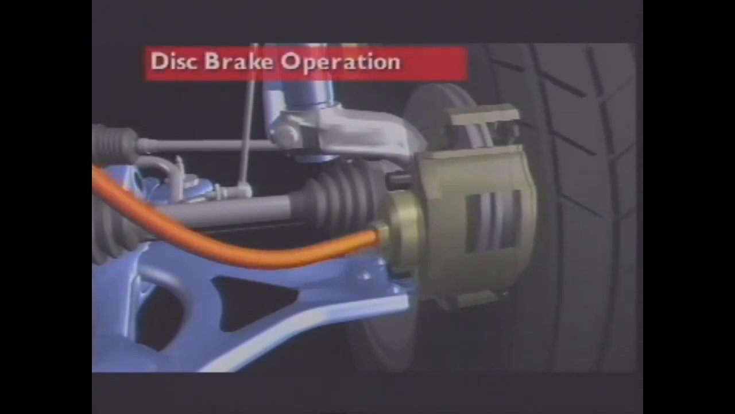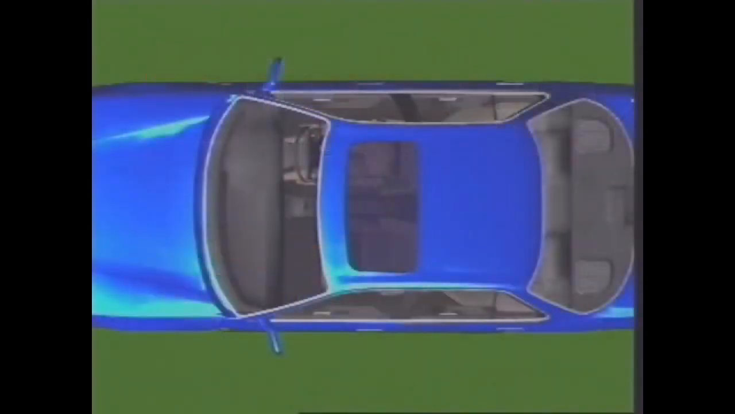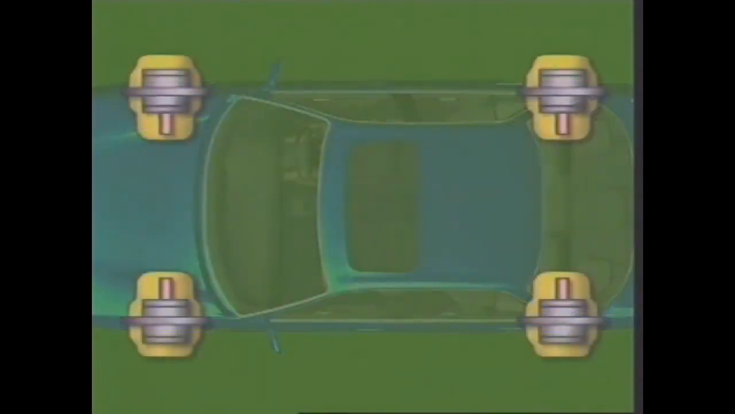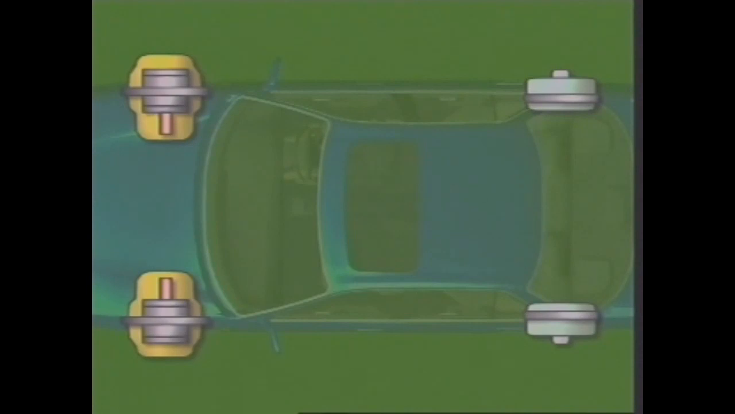This section examines the disc braking system. Disc brakes can be used on all 4 wheels of a vehicle or combined with disc brakes on the front wheels and drum brakes on the rear.